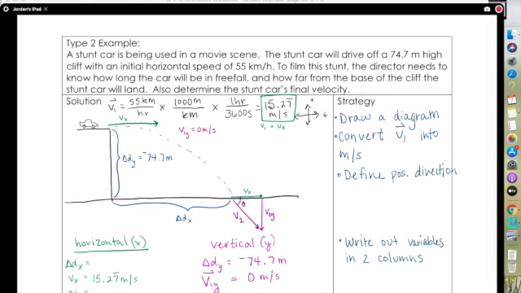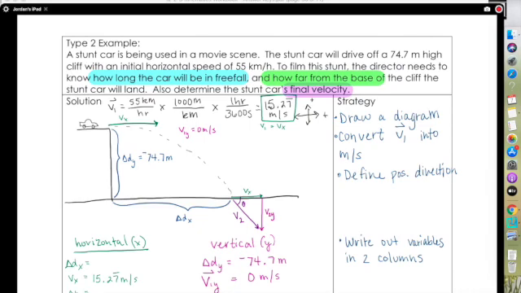So there's 3 separate things that we're going to be finding. We will be finding how long the car will be in free fall. That's our time. How far from the base the car will land. So that's going to be our range. And then also the final velocity of the car when it hits the ground. Okay, so that's the 3 things we're going to be finding.